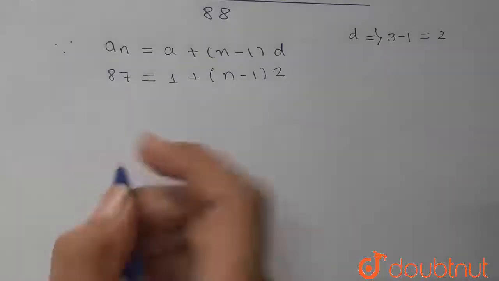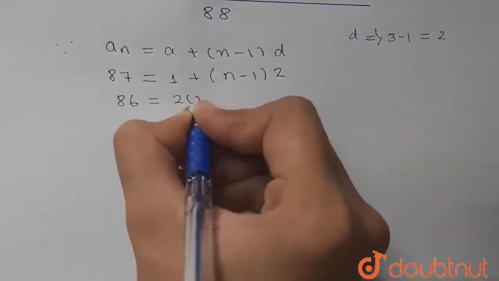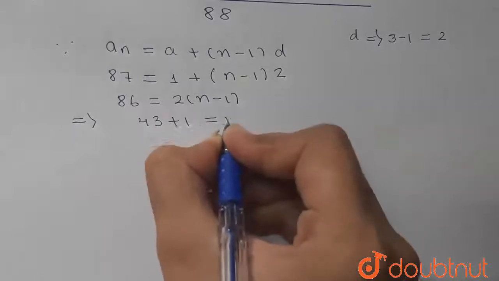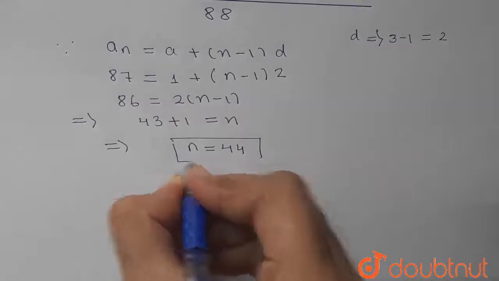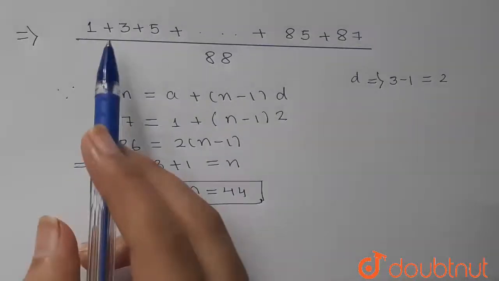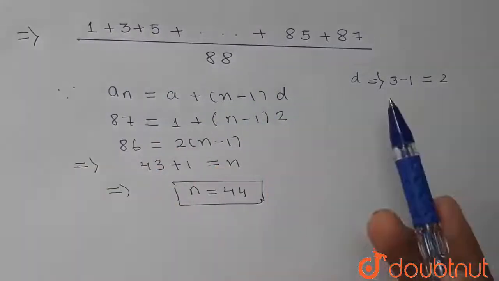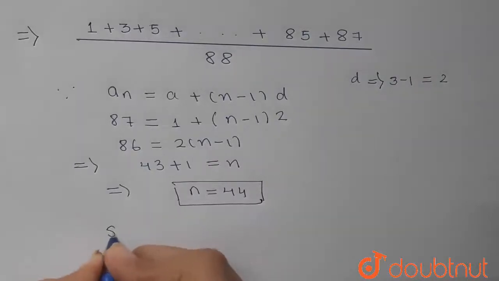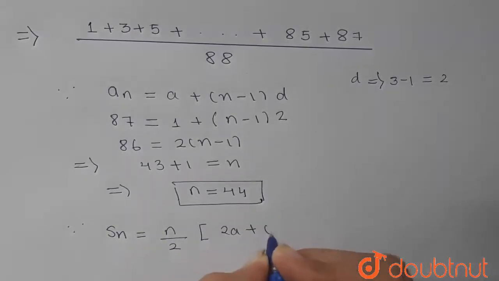On simplification, this gives us 86 is equal to 2 into n minus 1. This implies 43 plus 1 is equal to n. So the value of n, the number of terms, is coming as 44 here. Now, the numerator is forming an AP with plus signs in between, so basically this is the sum of the first n terms of an AP, and its formula is S_n is equal to n by 2 into 2a plus n minus 1 into d.